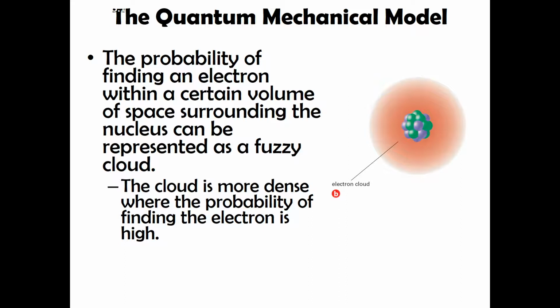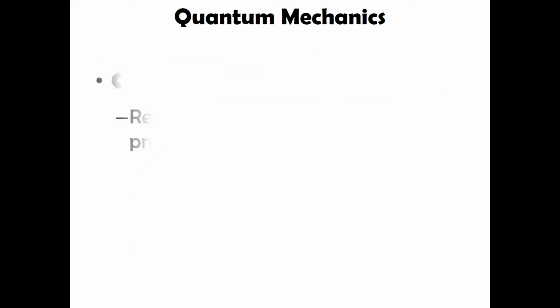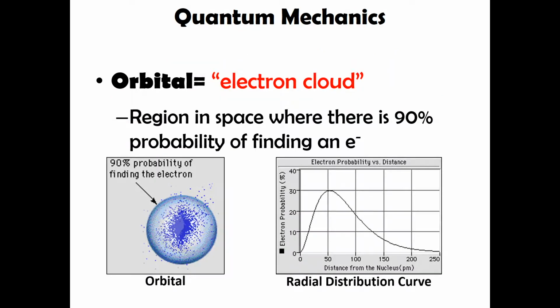So let's see. In the quantum mechanical model, also known as the wave model, the probability of finding an electron within a certain volume of space surrounding the nucleus can be represented as a fuzzy cloud. This cloud is more dense where the probability of finding an electron is high. So this fuzzy cloud corresponds to an atomic orbital. An atomic orbital is often thought of as a region of space in which there is a high probability of finding an electron. And instead of using a cloud, we usually let it be represented with a sphere or some other shape, where it's the region of space for 90% probability of finding an electron. So instead of looking at this cloud, we usually give a definite shape and say that 90% of the time we will find the electron somewhere in it.